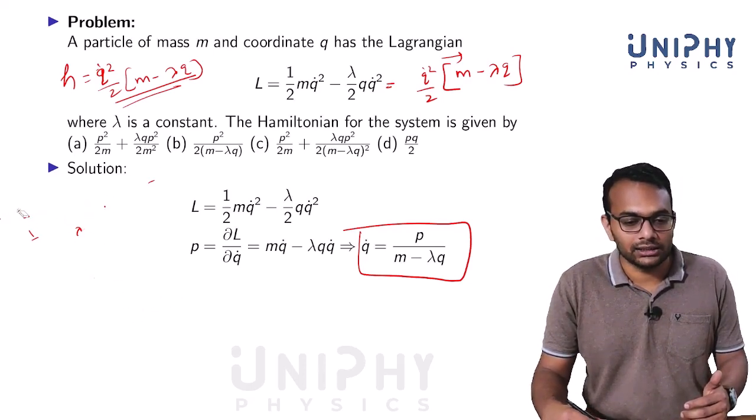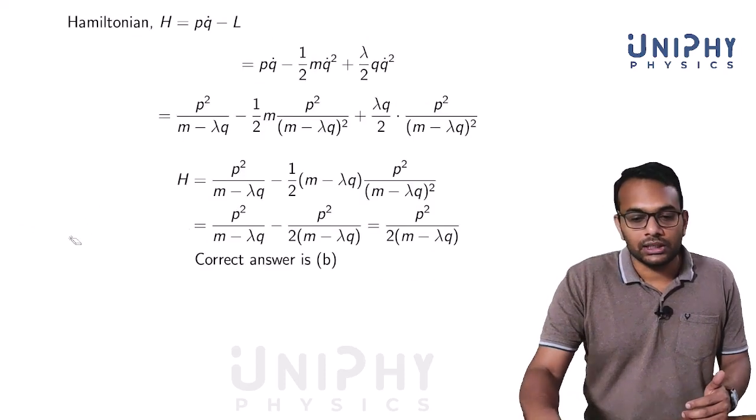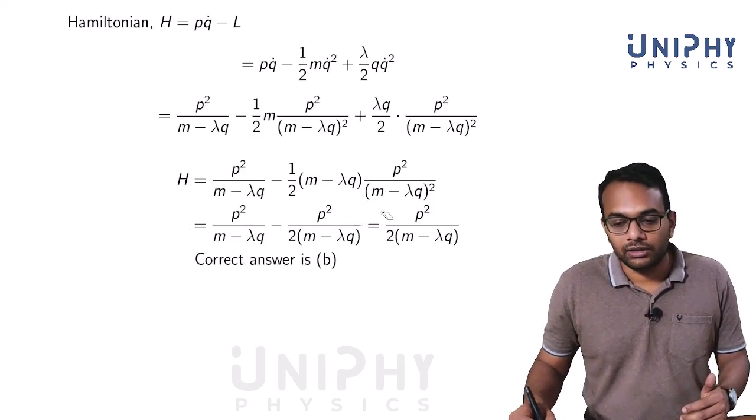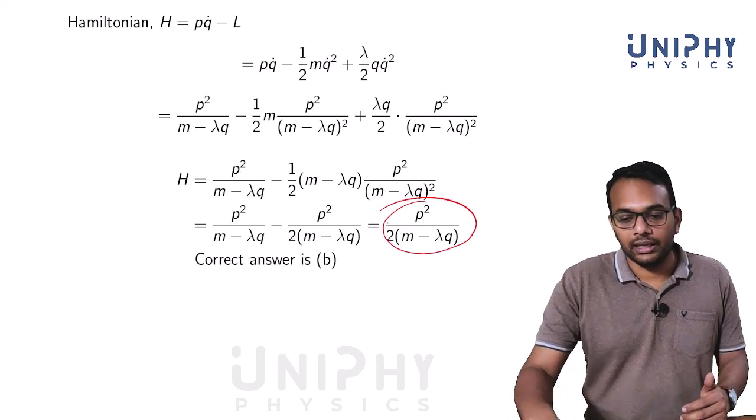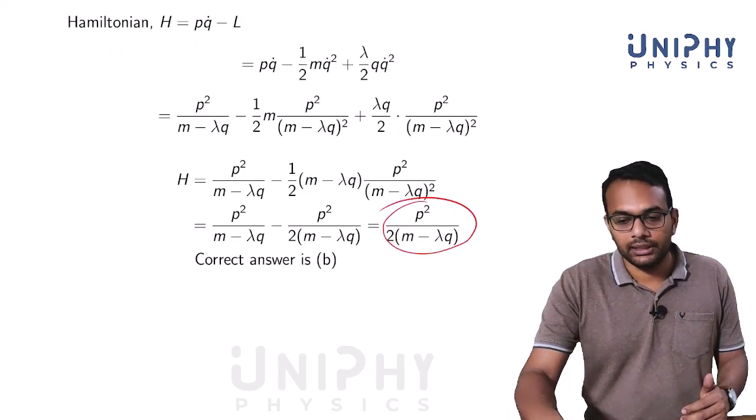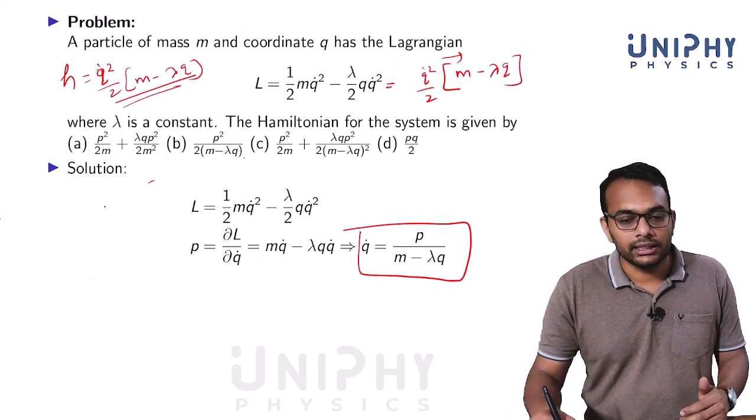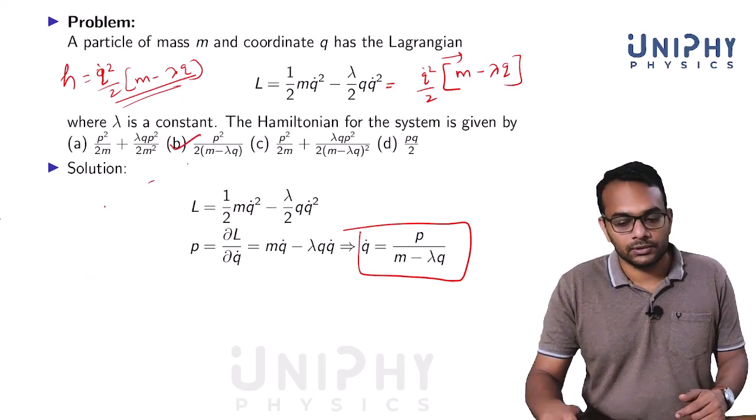So, what answer do we have here? It's p² divided by 2(m − λq), and that's option B. That is option B.